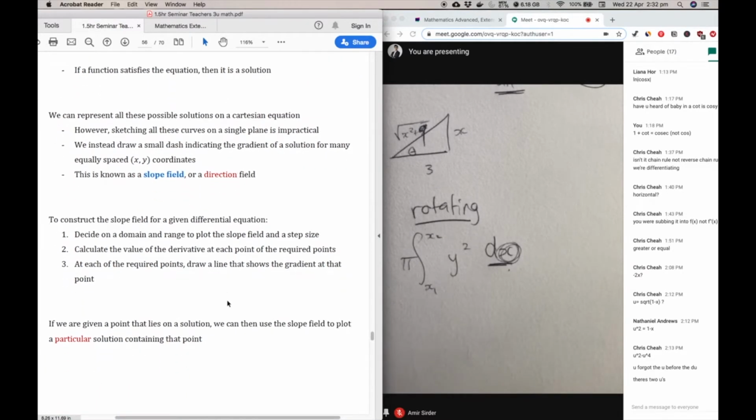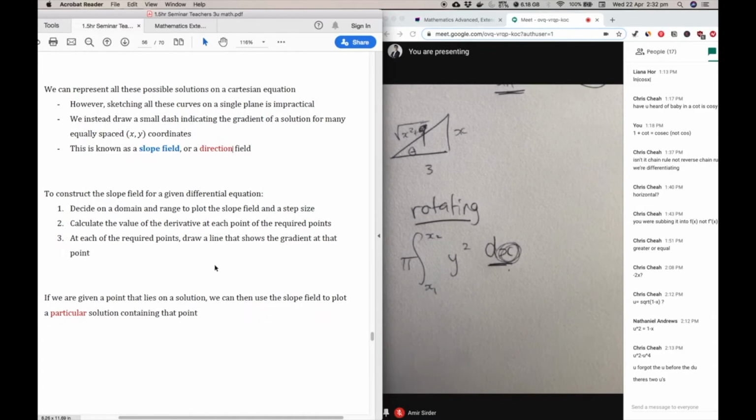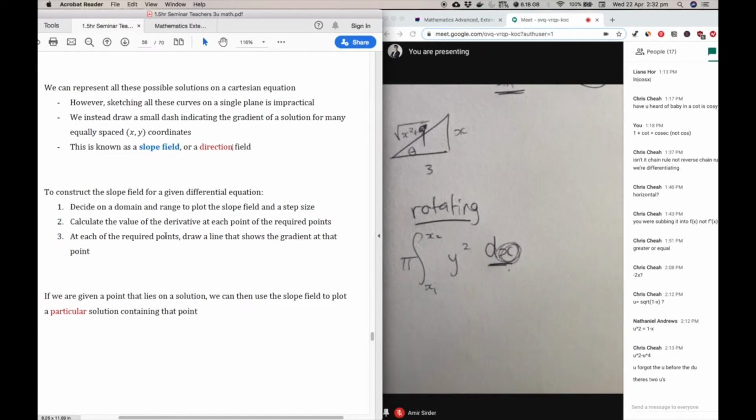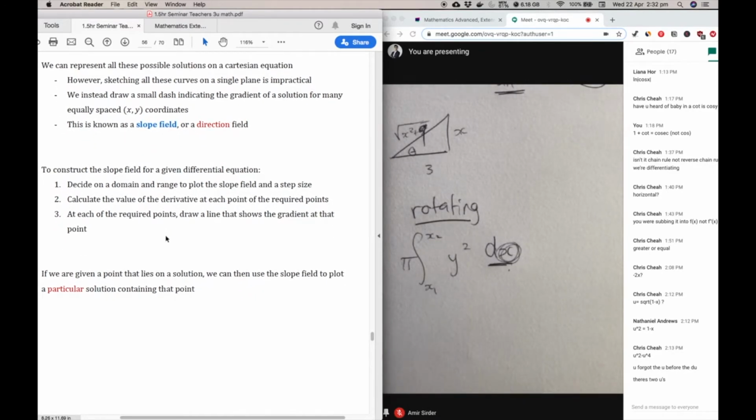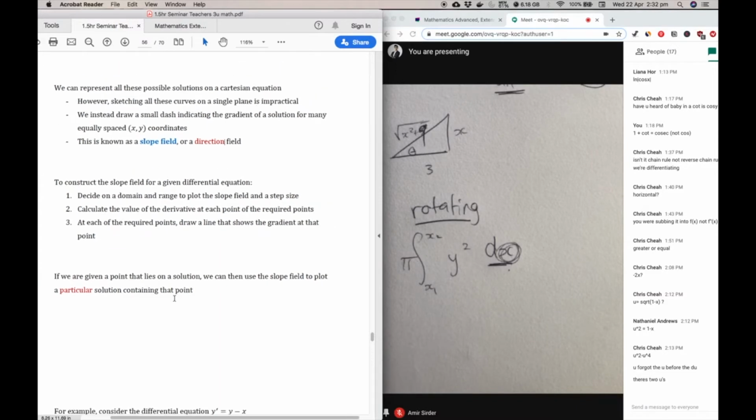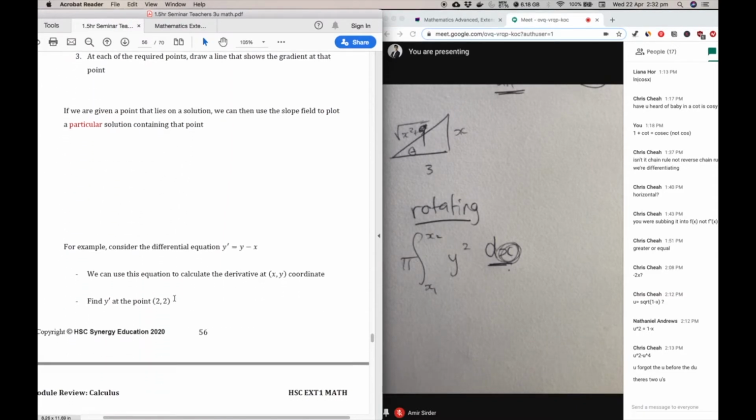To construct a slope field for a given differential equation, decide on a domain and range to plot the slope field, and then a step size. Calculate the value of the derivative at each of the required points. At each of the required points, draw a line that shows the gradient at that point. If we are given a point that lies on a solution, we can use the slope field to plot a particular solution containing that point. So we're going to go through that right now.